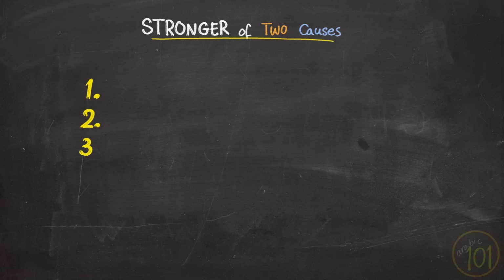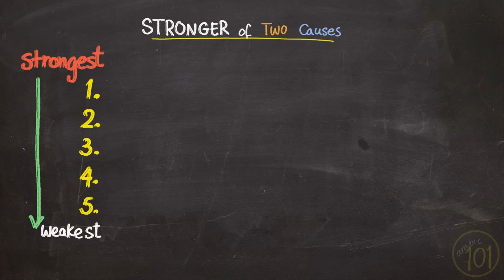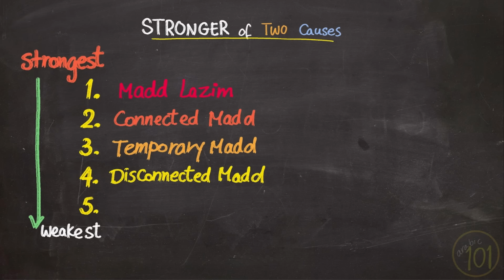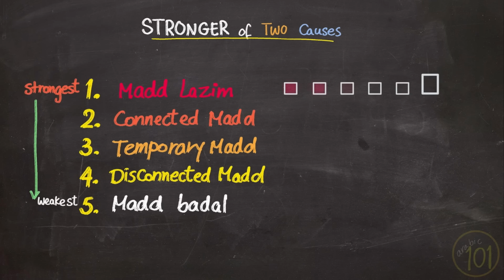Well, the scholars of Tajweed ordered 5 types of med from strongest to the weakest as follows. First, med lazim. Second, connected med. Third, temporary med. Fourth, disconnected med. Fifth, med al-badal.